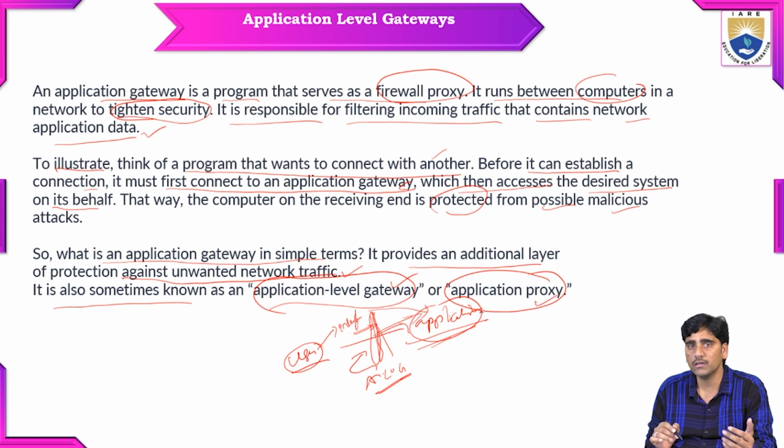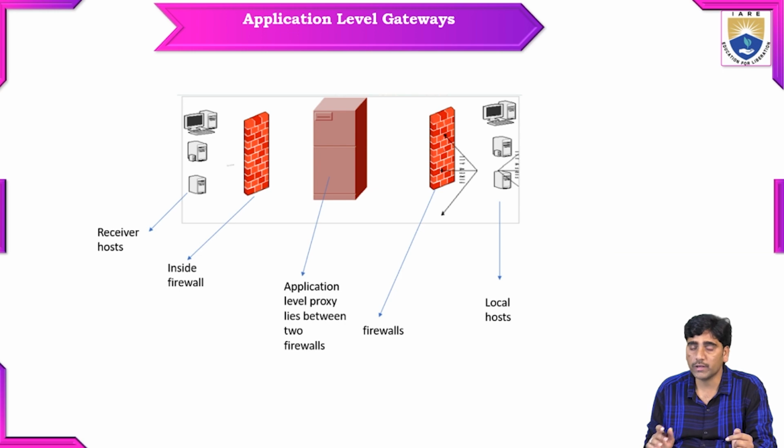So that is what we have to choose here. The application level gateways are the best firewall proxies, or best application proxies, to give more strength of security for the systems. And here we can observe that the local hosts are there and receiver hosts are there. So in between those two systems, the application level proxy lies.